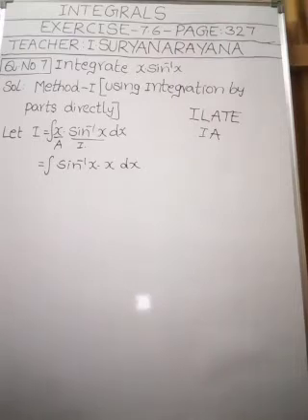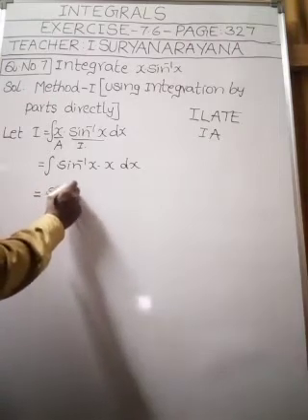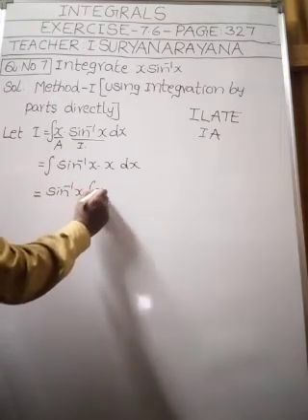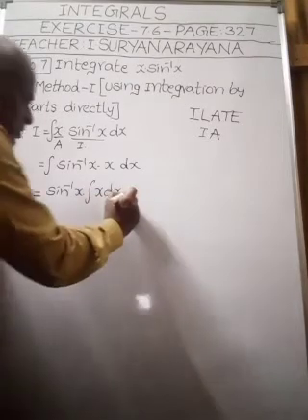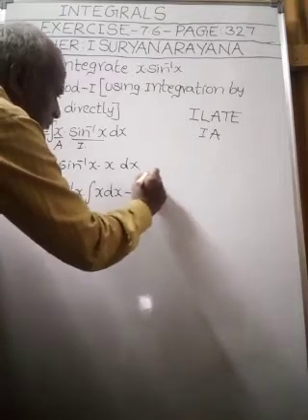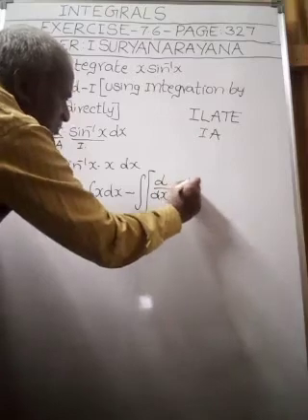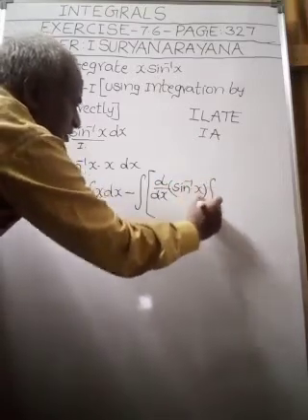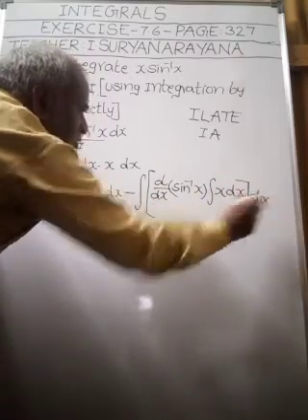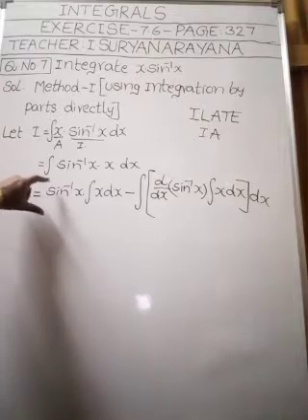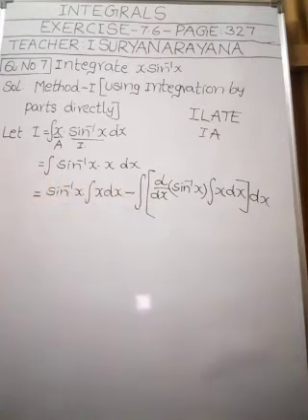Okay, my children, what is the formula? First function, that is sine inverse x, into integral of the second function, integral x dx, minus integral of d by dx of the first function, that is sine inverse x, into integral of the second function dx, whole dx. By using integration by parts, we wrote this step. Understood this step?